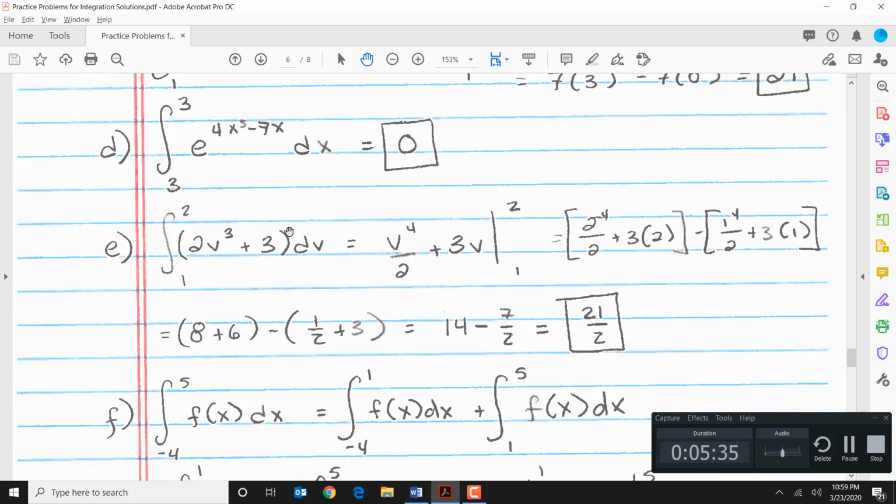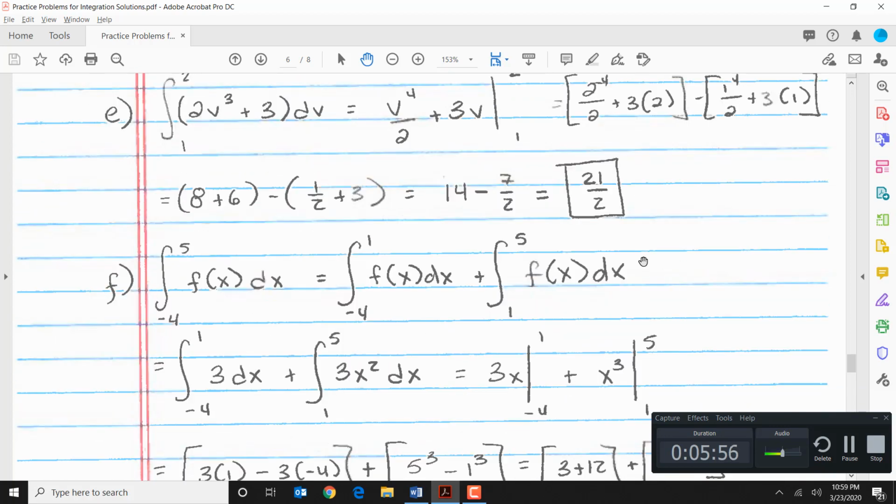and then I evaluated it regularly. And so the antiderivative of 2v to the 3rd is going to be 2v to the 4th over 4, which will reduce to v to the 4th over 2. The antiderivative of 3 will be 3v, and instead of my plus c, I'm going to evaluate it from 1 to 2. Plug in 2, plug in 1, subtract the 2 values, and I get 21/2.